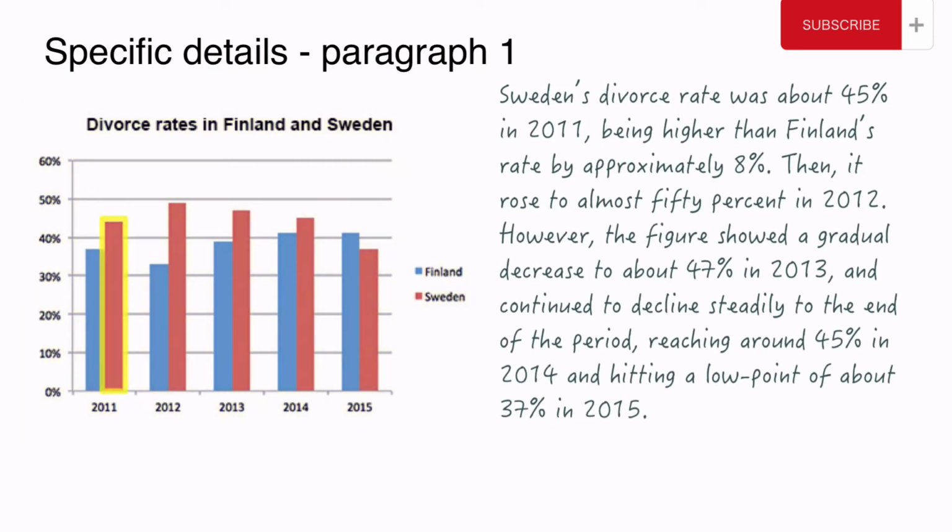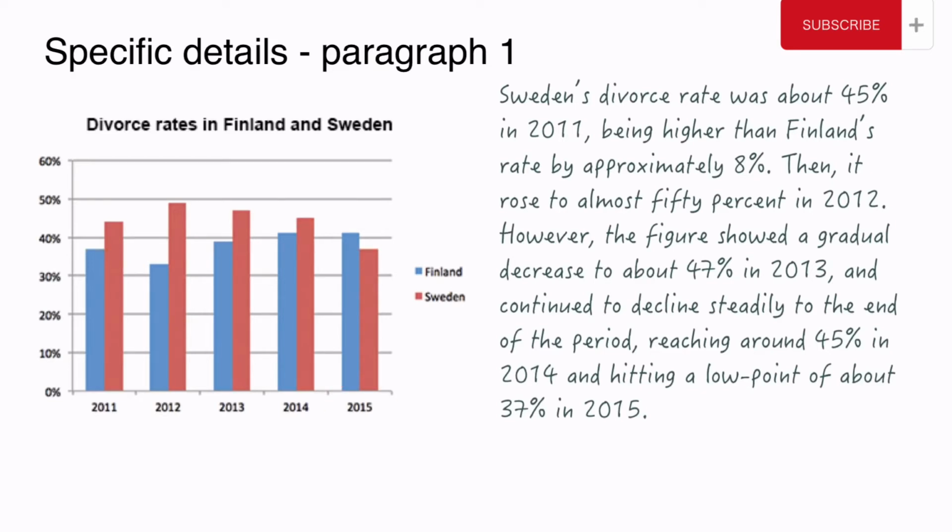And here's how I organized the paragraph with Sweden-specific details. Sweden's divorce rate was about 45% in 2011, being higher than Finland's rate by approximately 8%. Then, it rose to almost 50% in 2012. However, the figure showed a gradual decrease to about 47% in 2013 and continued to decline steadily to the end of the period, reaching around 45% in 2014 and hitting a low point of about 37% in 2015.